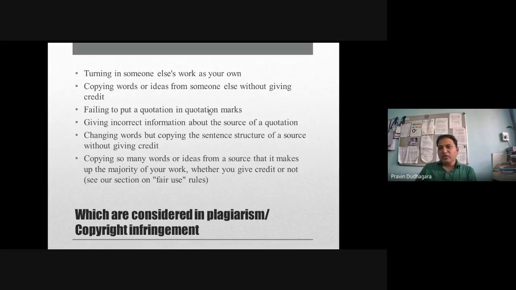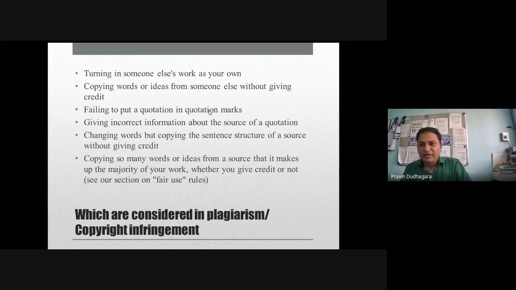Failing to put a quotation in quotation marks. Generally in technology and engineering faculties, the inverted comma is used. You can put a famous quotation, like a quotation from some scientist, or a scientist's discovery, or some laws or norms. Giving incorrect information about the source of a quotation. I mean, you can't change a famous quotation. If you change it, that quotation's meaning and everything will be lost.